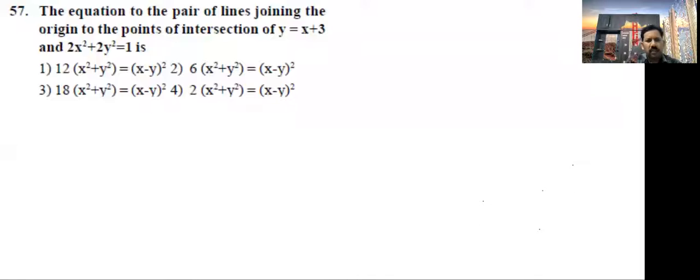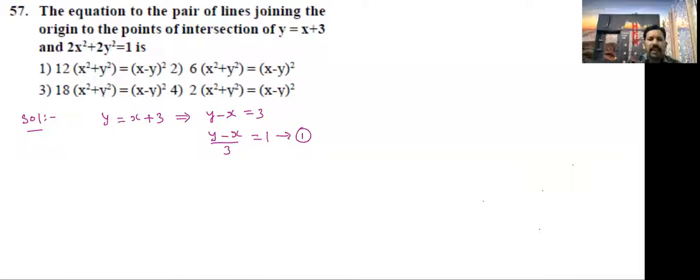Here, one straight line is given. First of all, what is a straight line? y is equal to x plus 3. We can write y minus x is equal to 3, so (y minus x) divided by 3 is equal to 1. So this is equation 1.